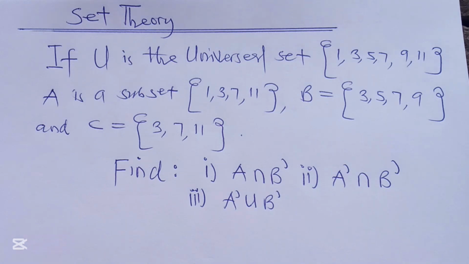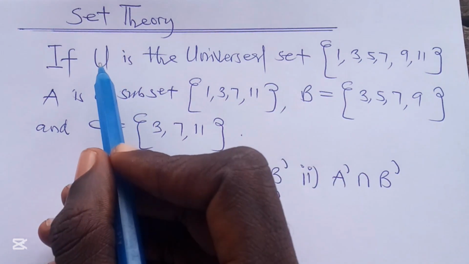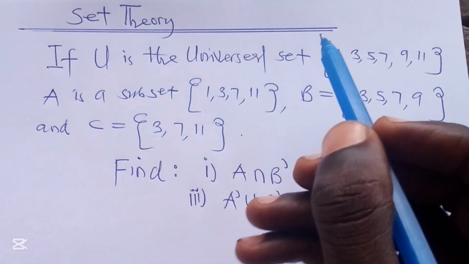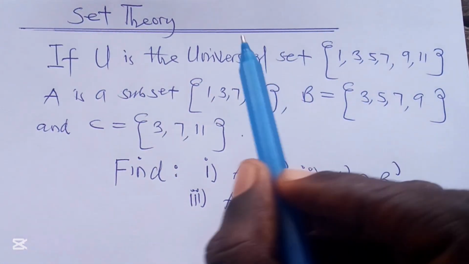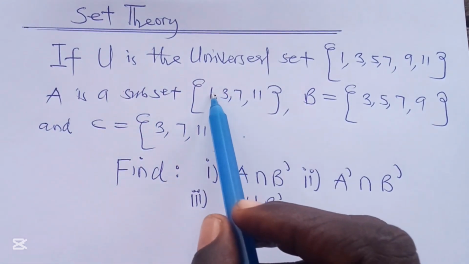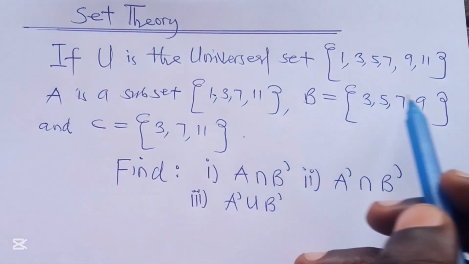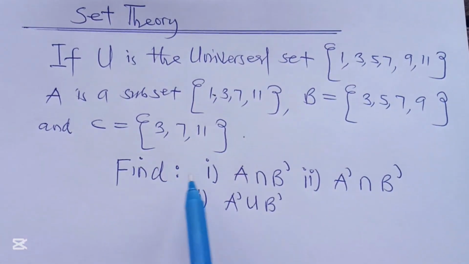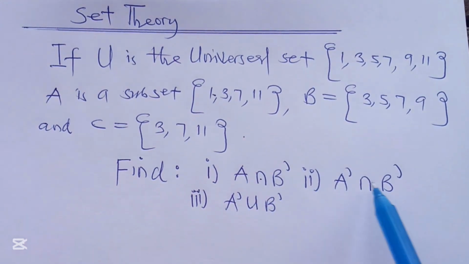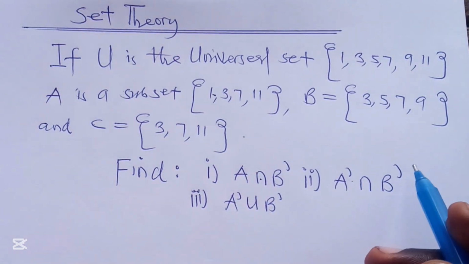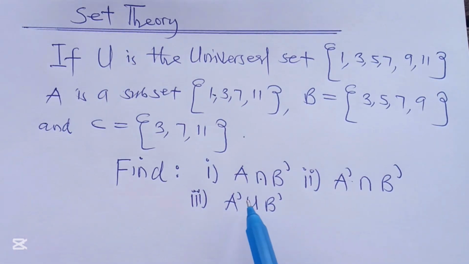Let's get on to this problem. This is set theory. It reads: if U is the universal set, it is given as 1, 3, 5, 7, 9, and 11. A is a subset: 1, 3, 7, 11. This is B, and this is C. Then we are asked to find Roman 1: A intersect B complement, Roman 2: A complement intersect B complement, and Roman 3 reads A complement union B complement.